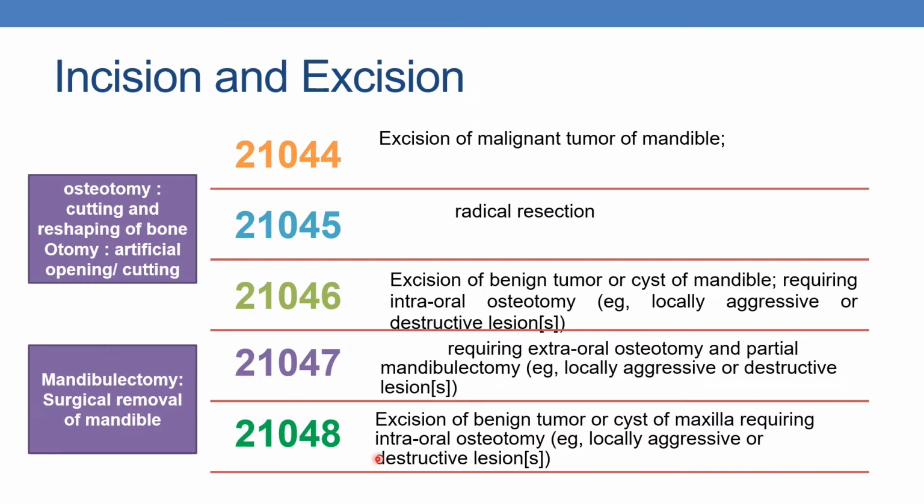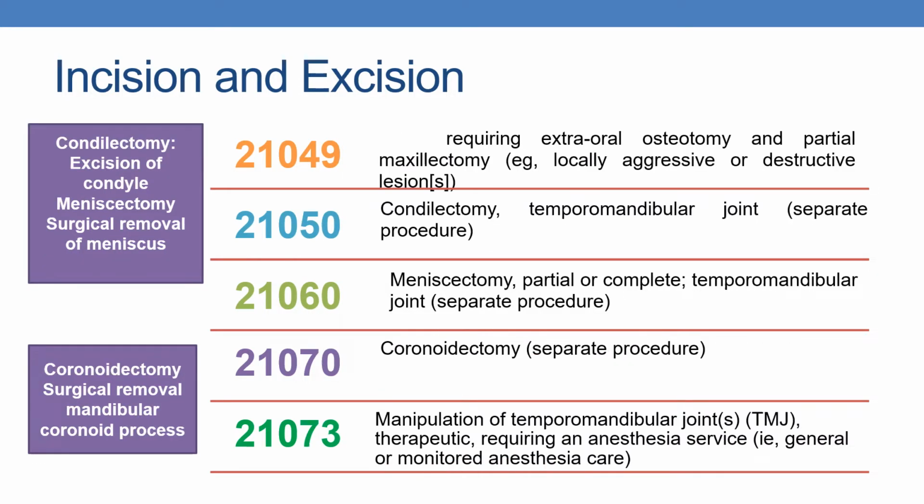The next is 21048. It deals with excision of benign tumor or cyst of maxilla requiring intraoral osteotomy. The next is 21049. It deals with extraoral osteotomy and partial maxillectomy. Maxillectomy is nothing but surgical removal of maxilla. The next is 21050. It deals with condylectomy temporomandibular joint. Condylectomy is nothing but excision of condyle.